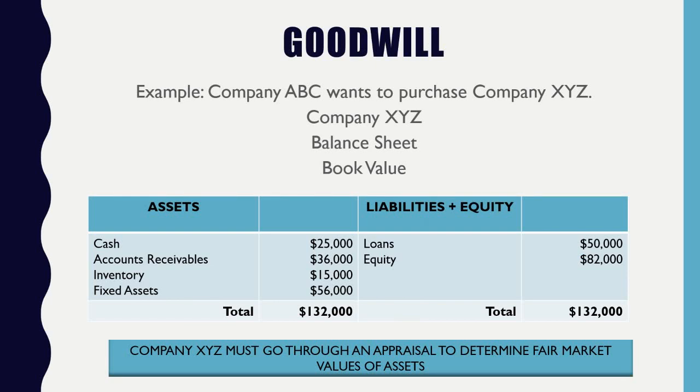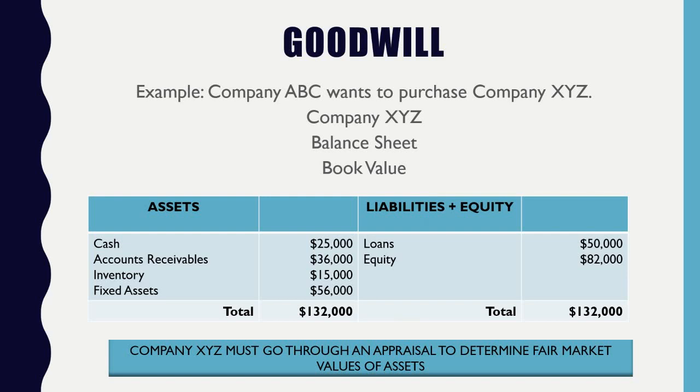So here's an example where XYZ company has this balance sheet, and this is their book value. They have cash of $25,000, accounts receivable of $36,000, inventory worth $15,000, and fixed assets of $56,000. They have loans of $50,000 and an equity of $82,000. So in this case, their books have a balance of $132,000. Okay, this is their book value.